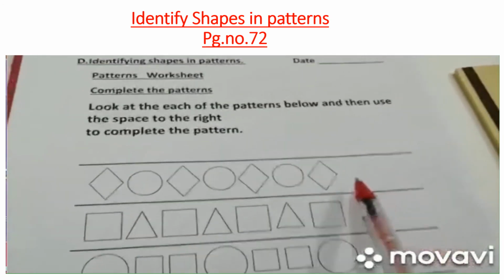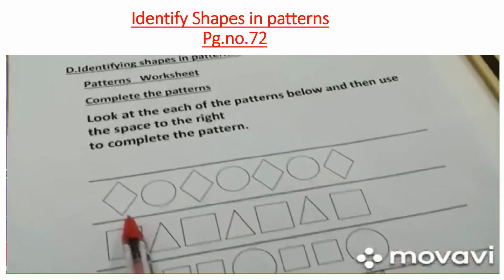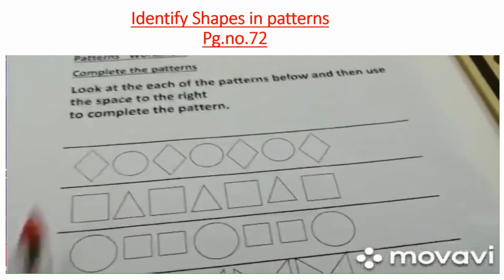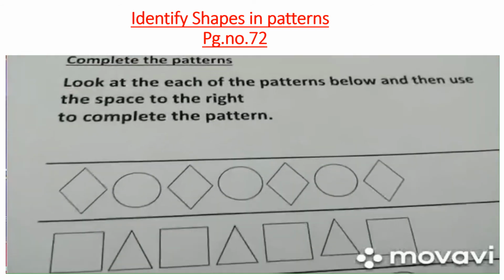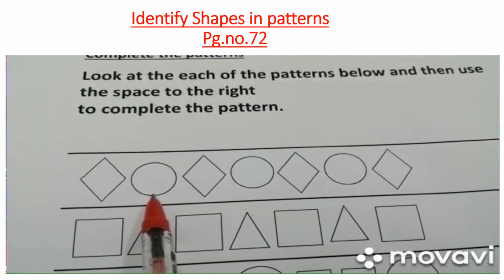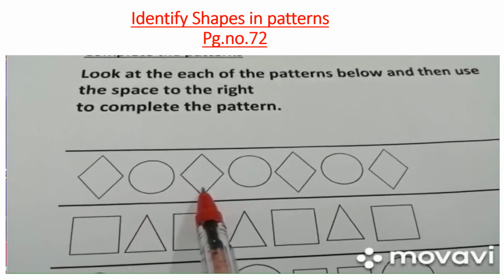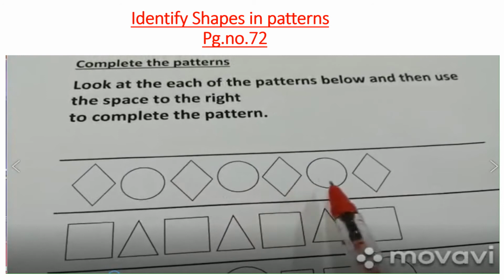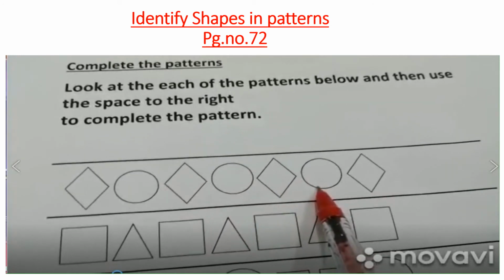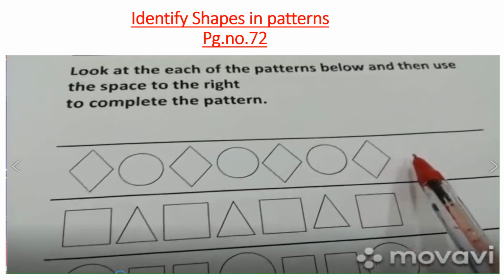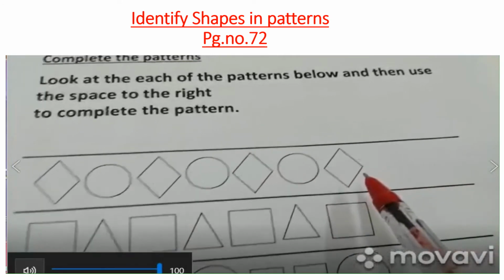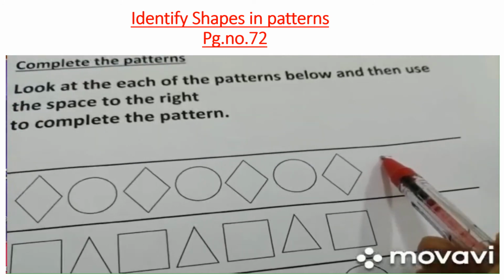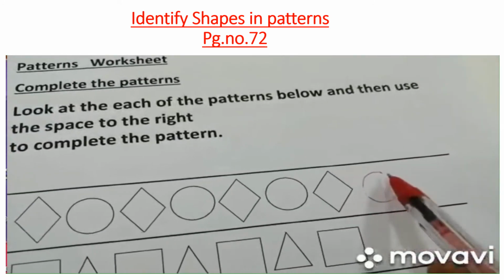Now see which shape this is. Yes, this is a rhombus. What is the next one? This is a circle. So what is this again? Rhombus, then again circle, rhombus, then again circle, then again rhombus. So what should be the next? Yes, the next should be a circle.